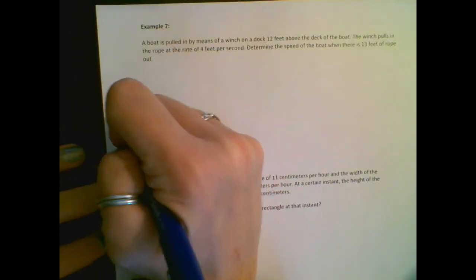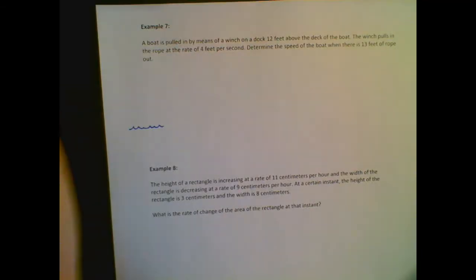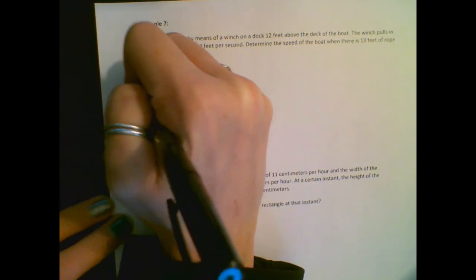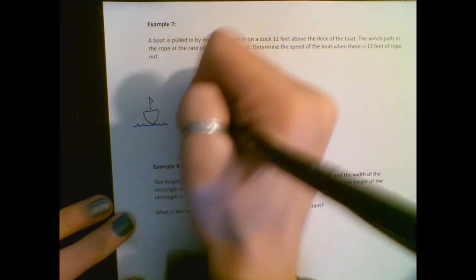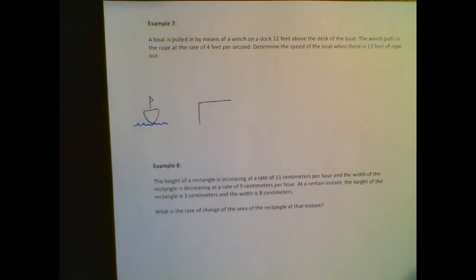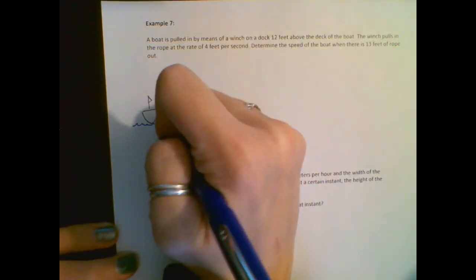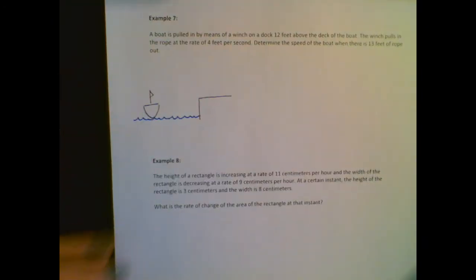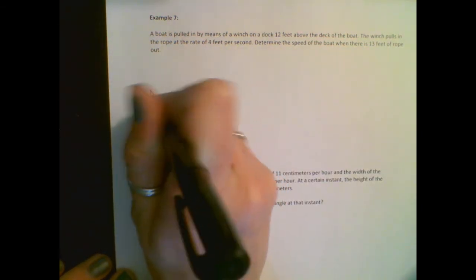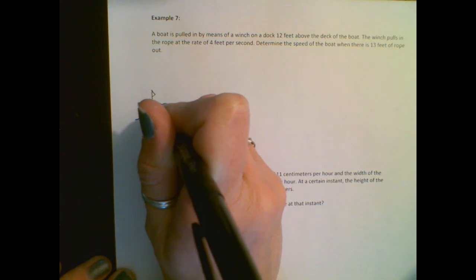So I'm going to draw myself a little boat out here in my water. And my boat is approaching some dock over here, a little bit away. So there's my dock. I'm a math teacher, not an artist, by the way, so don't make fun of my drawings. So the boat is being pulled in by means of a winch on a dock 12 feet above the deck of the boat. So here's the deck of the boat. Maybe I should have made this a little shorter, but we'll work with it.